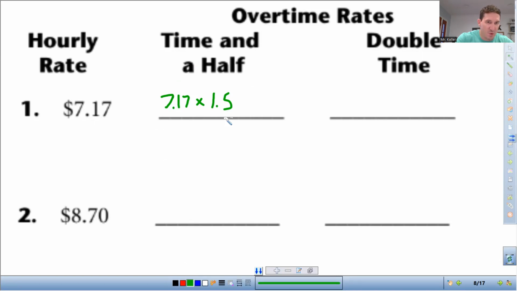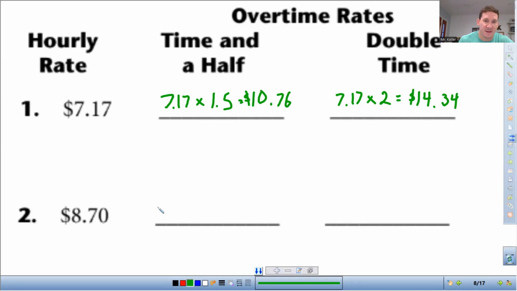7.17 times 1.5, so that is 10.76 rounded. $10.76 is the time and a half. The double rate, take your same hourly rate and multiply it by 2. And that's going to come out to 14.34.